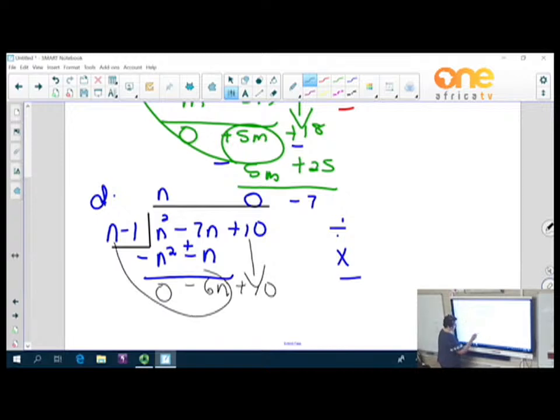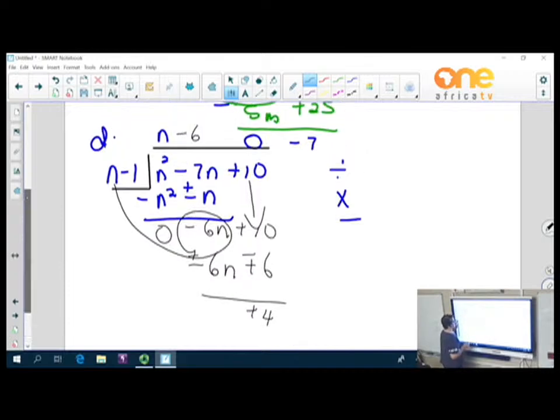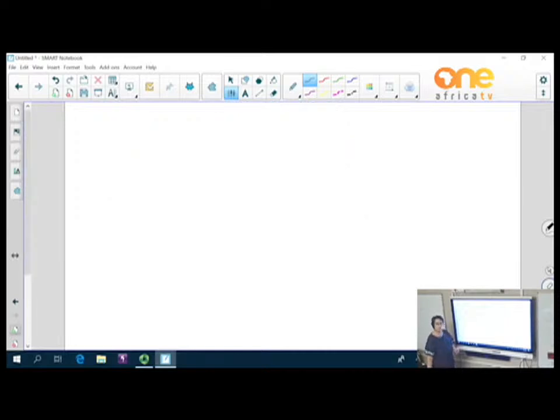Same thing. How many times will it divide there? Negative 6 times. Multiply, then it is negative 6n plus 6. And now we change the signs, so this is plus 4. So my answer will be remainder 4. Right, grade 10s. Now I want you to try the following ones first before you mark them. First do the sums before you mark them.